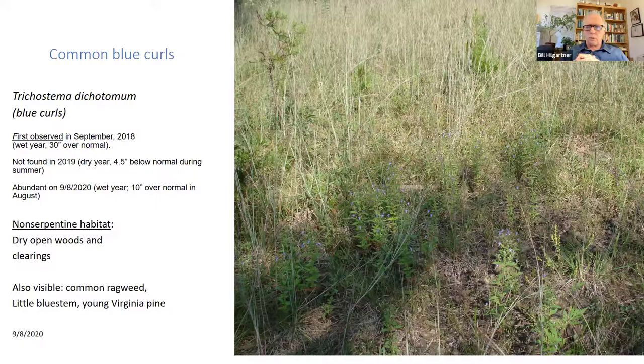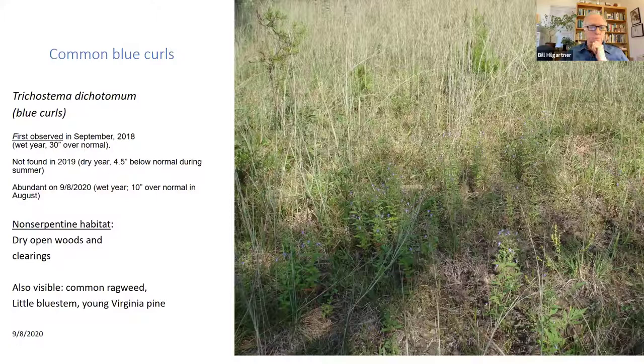And then it was abundant this past year, more than I've seen there before. And that was on September 8th, when again we had a wet year, 10 inches over normal by August. So I'm thinking there's got to be a connection here. I would think there'd be a connection here. More water, more rainfall, then you get these blue curls. But again, they're not confined to serpentine. They're found in dry open woods and clearings in other areas.